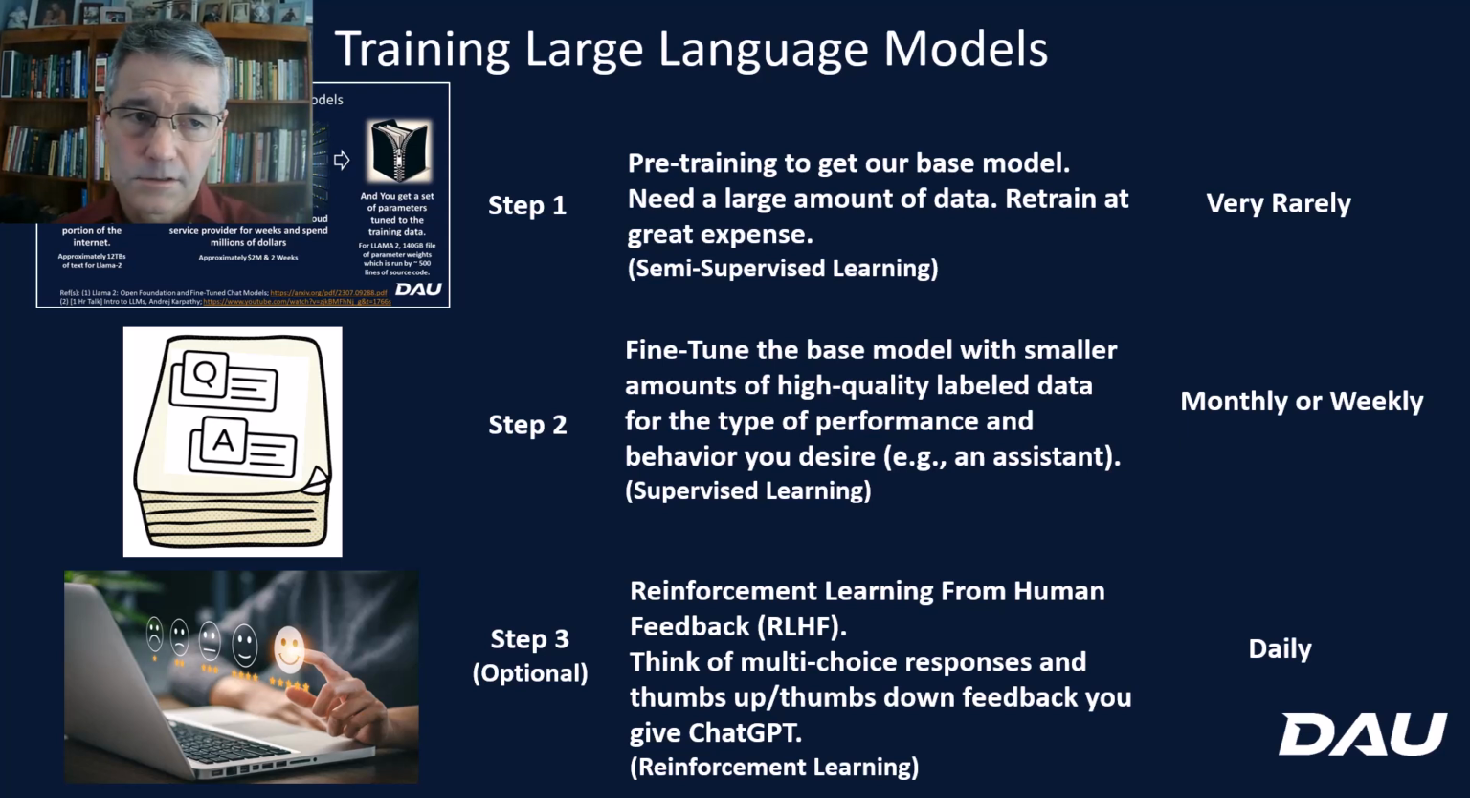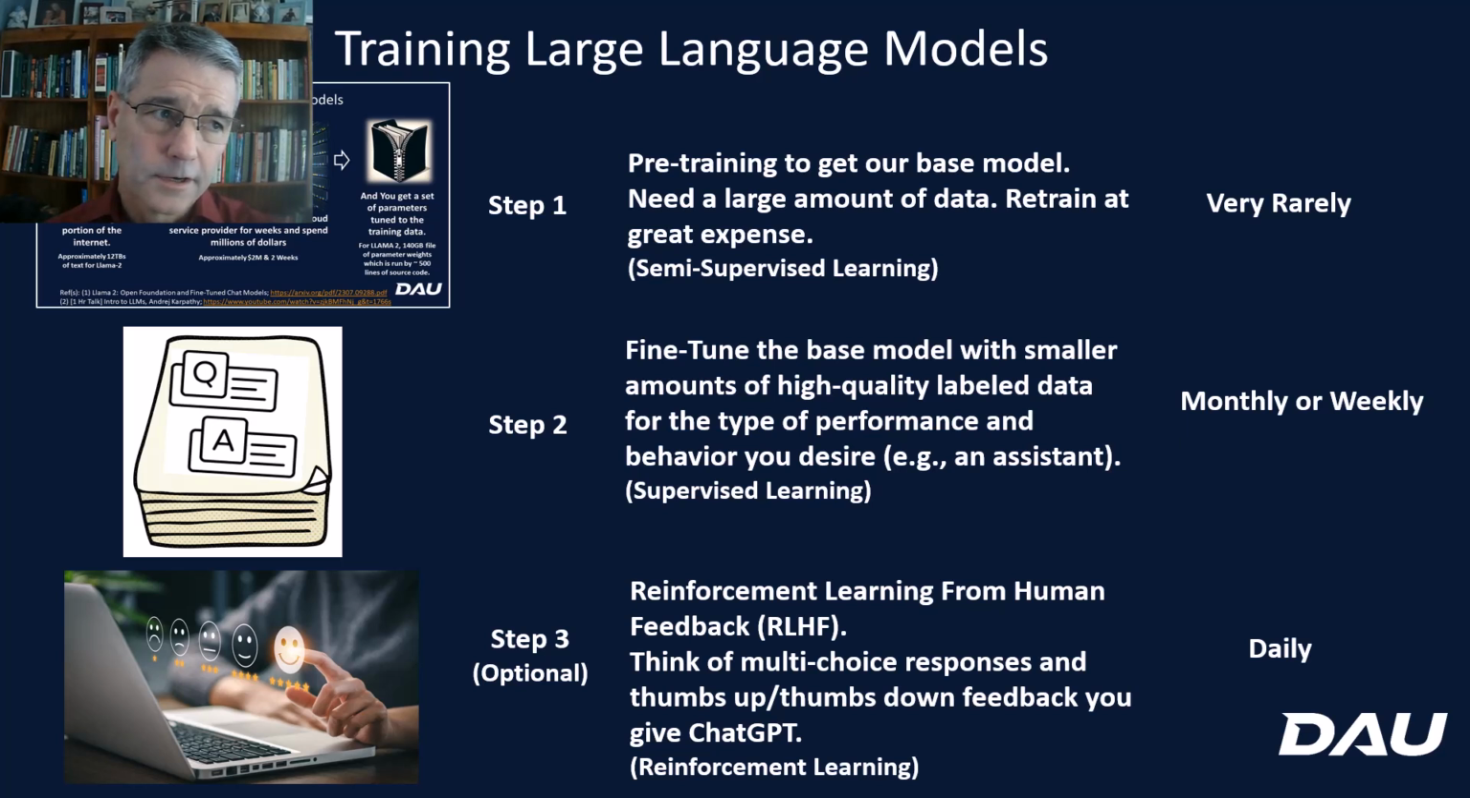Now, if one of these large language models ever responds to one of your queries and it gives you two answers to choose from, you're probably training it when you pick one of those answers. And you can kind of think of it as thumbs up, thumbs down training. This training is much less expensive and can be done much more often, even daily if you desire. Now, these three steps are what was used to produce large language models like ChatGPT.